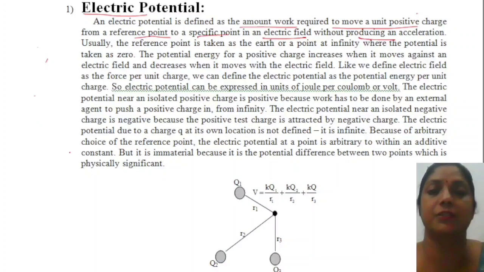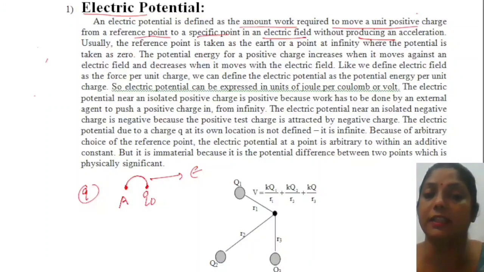There is a source charge, suppose Q, right? And due to this source charge, there is an electric field in this direction. Suppose a point test charge Q naught is placed in this electric field. Now, what is electric potential? Suppose you want to move this test charge from this reference point to a particular specific point, suppose at point A.